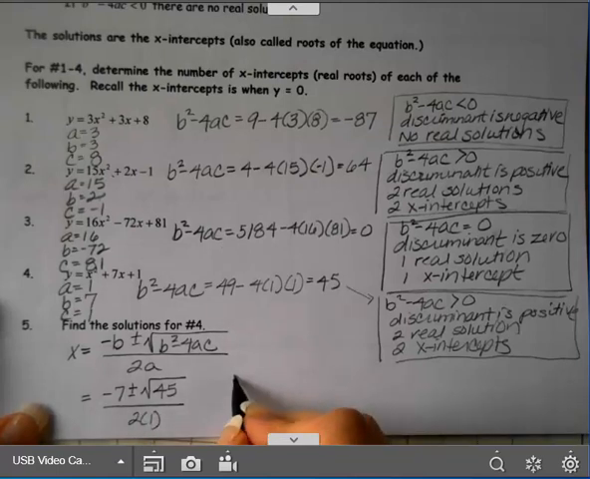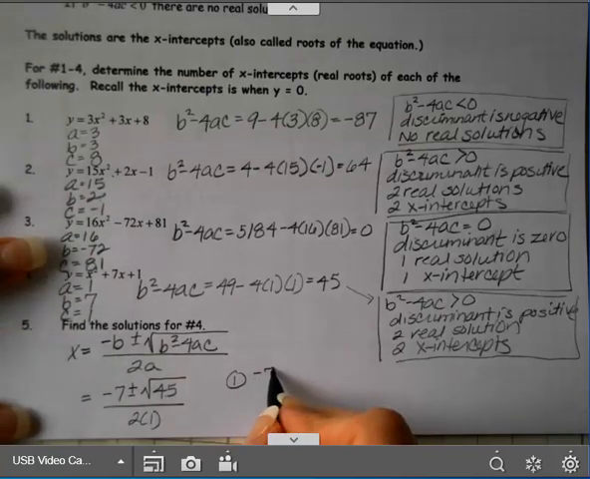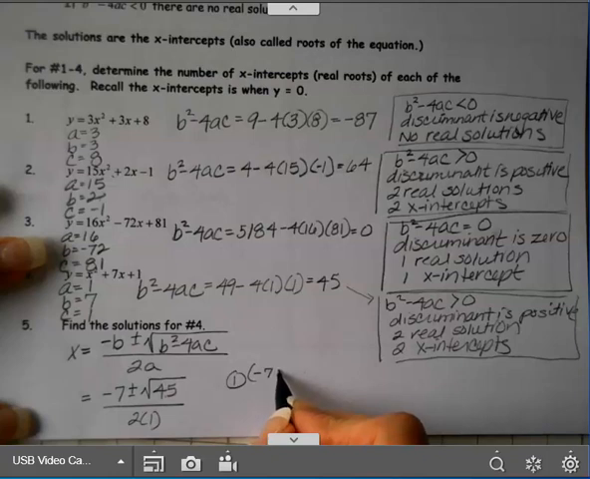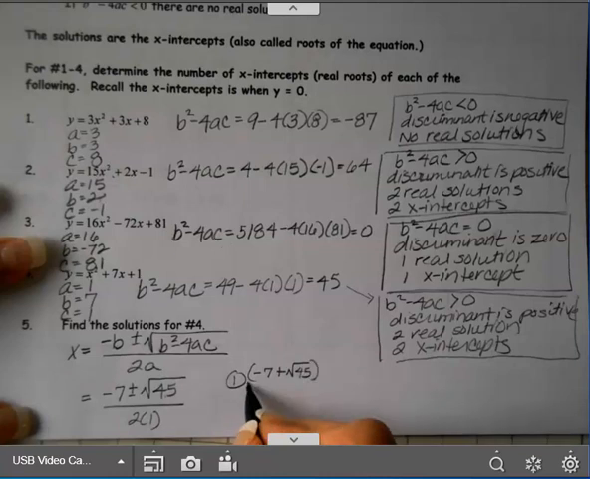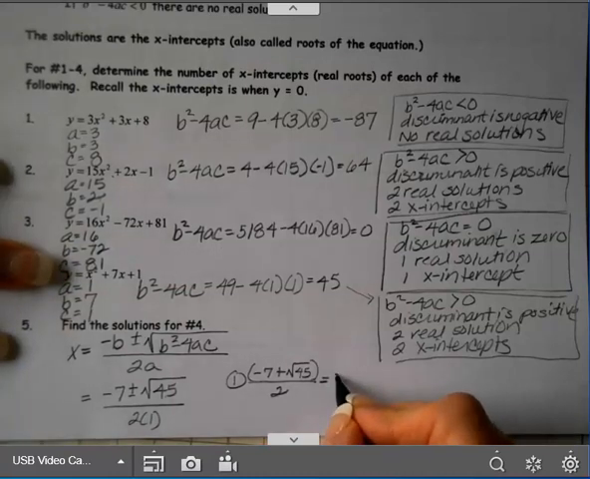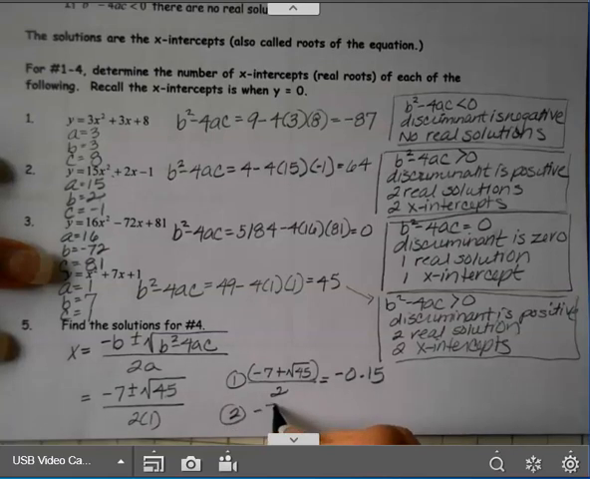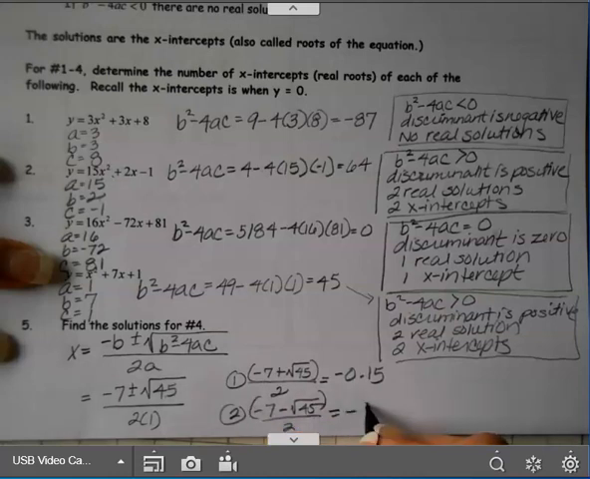You're going to get two solutions. Square root of 45 is not a perfect square. So we're just going to have our calculator estimate this to the nearest hundredth. So I'll do negative 7 plus the square root of 45. Make sure you put your numerator in parentheses or hit enter on your calculator before you divide it. So this will give you a solution of negative 0.15 and negative 7 minus the square root of 45 over 2. Again, put that in parentheses before you divide. Gives you negative 6.85.